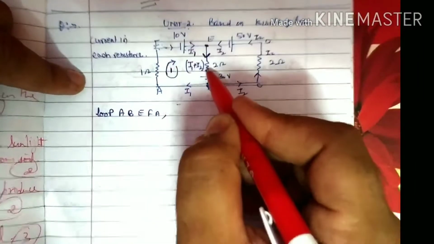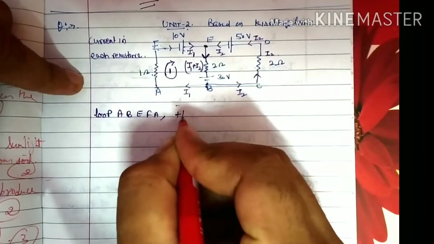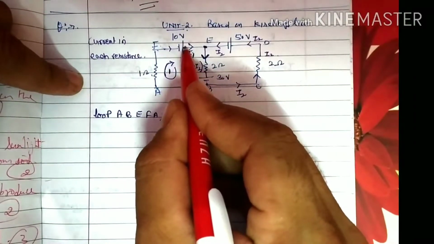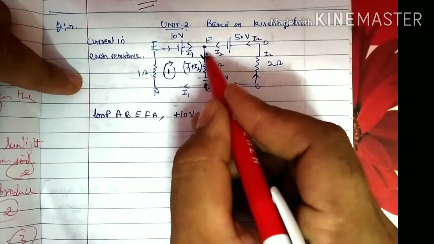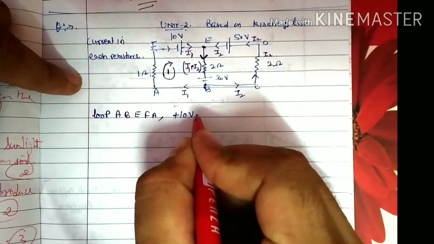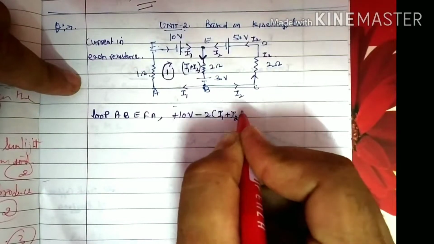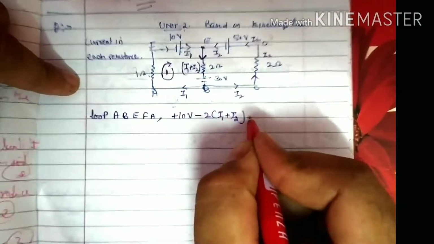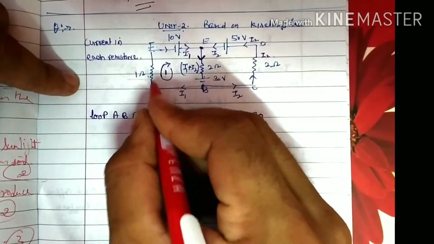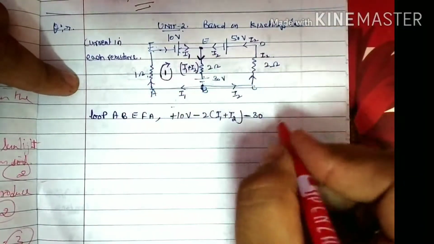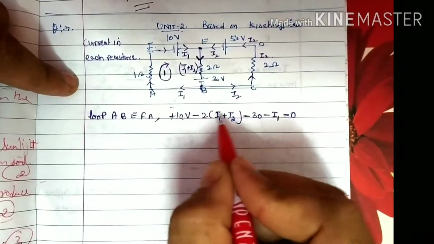Here we have 1, 2, 3, 4 elements. So here we will get 4 terms in the equation. So first is plus 10 volt, because we are going from low potential to high potential. Then we go through this resistor. We are going in this direction, current also in this direction, and there is a voltage drop. So here we get a negative sign, then 2 times (I1 plus I2), then high potential to low potential, that is minus 30. Then from this resistor, we are going in this direction and current also moving in this direction, so we get minus I1, that is equal to 0. So we have 4 terms, 1, 2, 3 and 4.